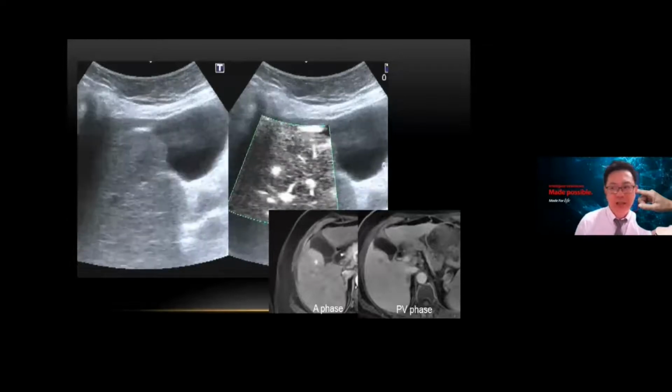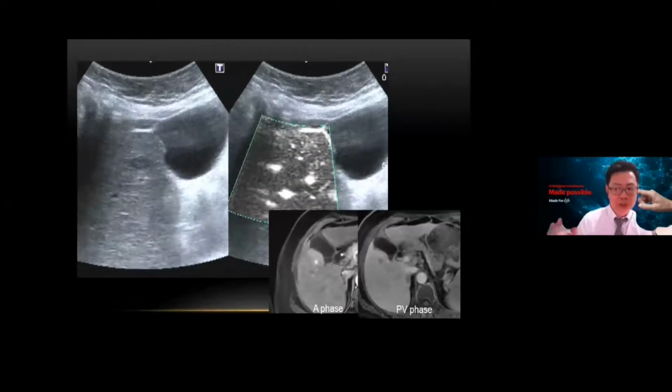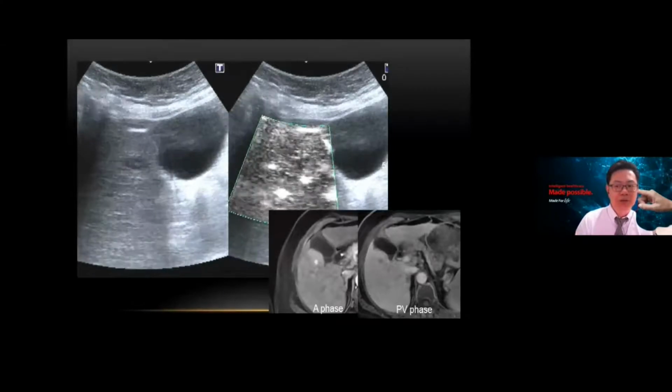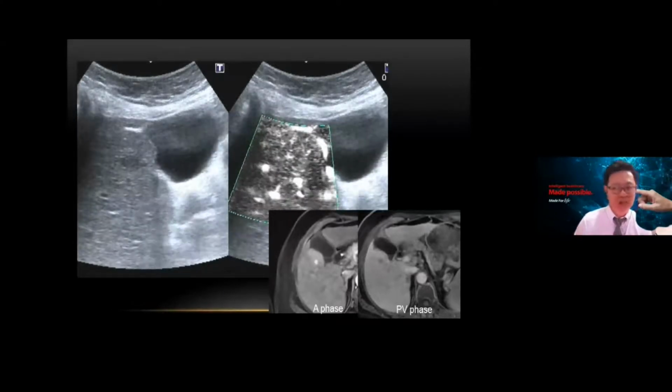So SMI can play a role in making sure whether it is a true nodule or focal fat sparing. So in this case, it's a small HCC. It's very helpful for me.